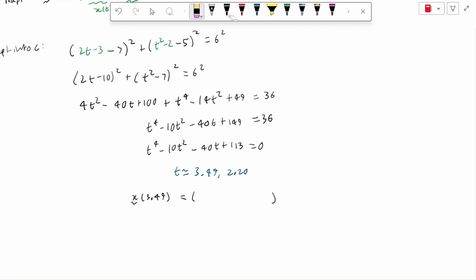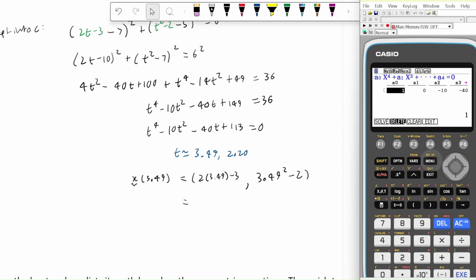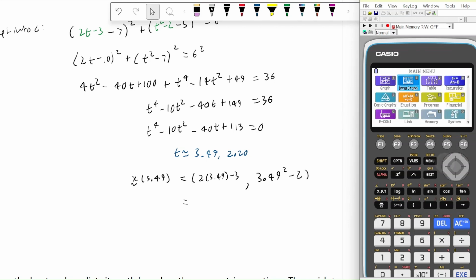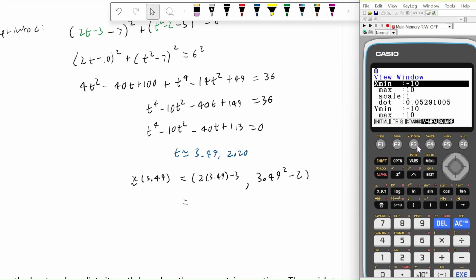So maybe 2 lots of 3.49 take 3 and 3.49 squared take 2. And we can figure out what that is. Now, conveniently, if I go onto the calculator and we just look at graph, trace still works with parametric graphs. So if I go trace and type in 3.49, that'll give me a t value, like a position thing. I might just need to make my window a bit bigger. So let's make y go up to 20, just so I can see it.